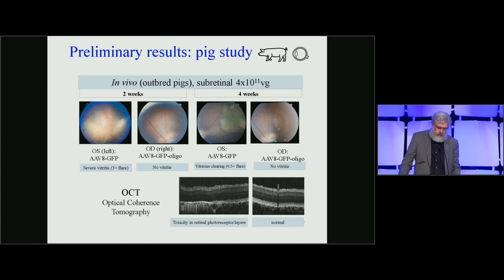Two major studies, one on the mutagenesis using machine learning, and this other one looking at the effect of telomere sequences. As an example, and these are even more preliminary results, using a pig eye. Here, the outbred pig model with a subretinal injection shows a positive response in terms of avoiding the inflammation we see in the left eye, in the contralateral eye from the same pig, and followed up by OCT.